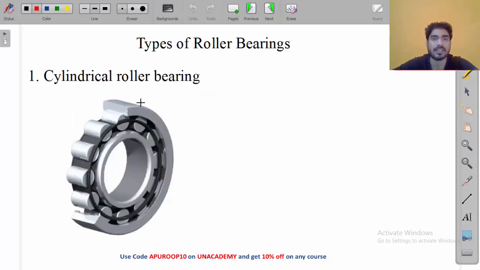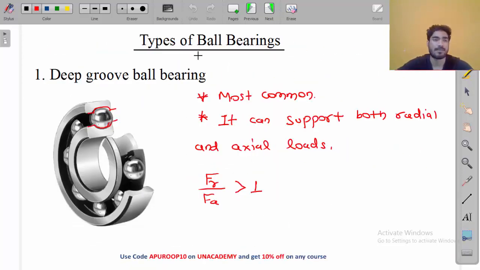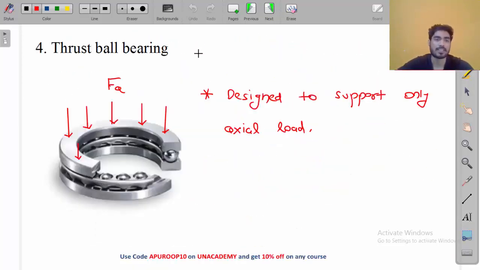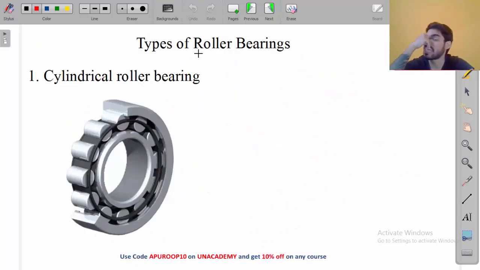Now, my friend, these were the four types of ball bearing. Let's move on to roller bearing. What are the different types of roller bearing? The first is the cylindrical roller bearing. This is also a very common type of roller bearing.